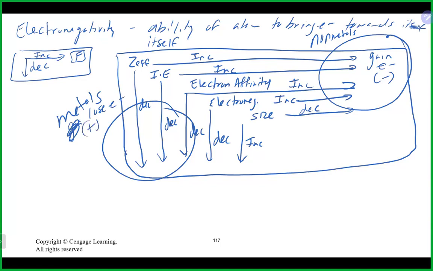That is also why activity increases as you go down in a group for metals, because their electrons are not held on very tightly. They're like free to go. And that makes them very, very reactive because they're good to go and start reacting.